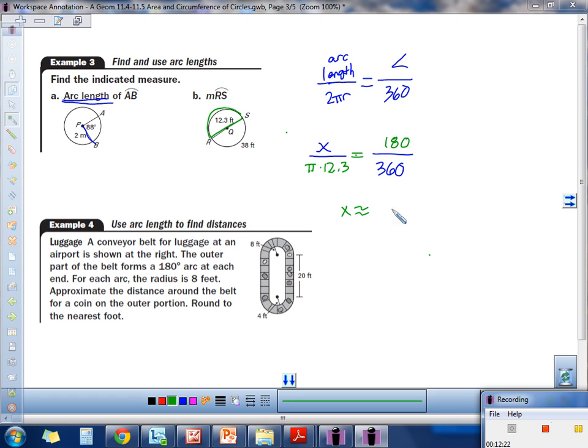All right, when you do that, you get about 19 point something. However, we made a little find over here. This 12.3 is not the whole diameter. It's just talking about the radius. It's pointing at the middle of that piece. So really, you should do 2 times pi times that, and you'll end up getting 38.